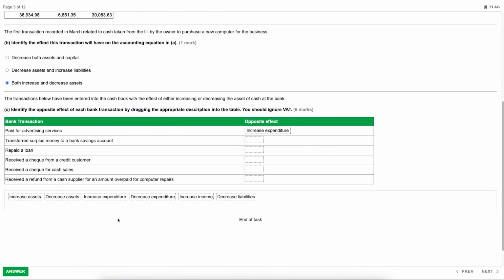Okay, we're focusing, as I said, on the other half of the transaction. So in our cash book, it would have decreased our assets. However, we're not focusing on that part. We're focusing on where it's going to, which is our bank savings account, which is another asset. So if we're focusing just on that bit, it would have increased our assets.